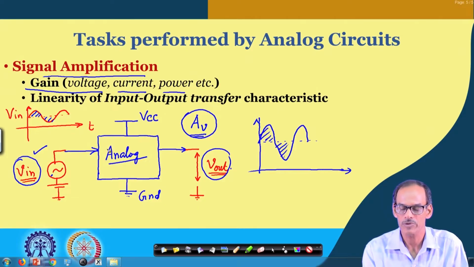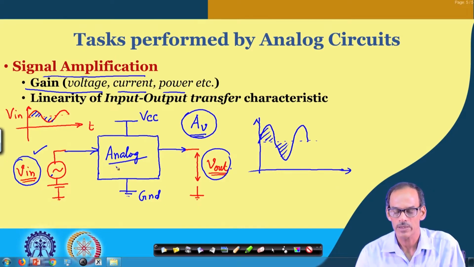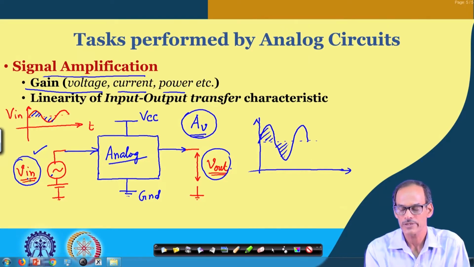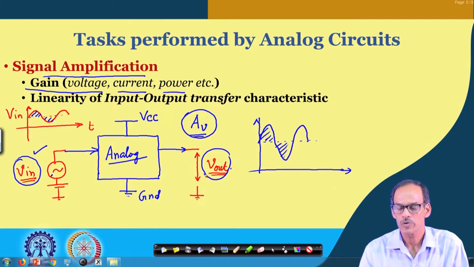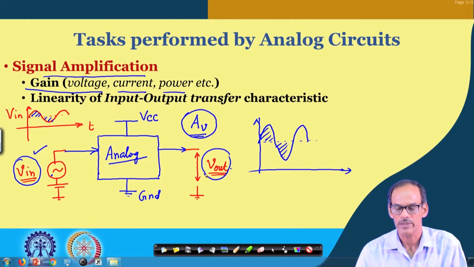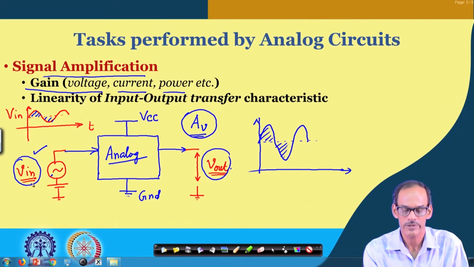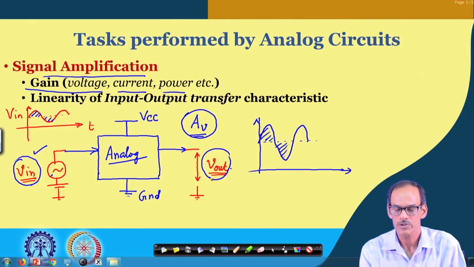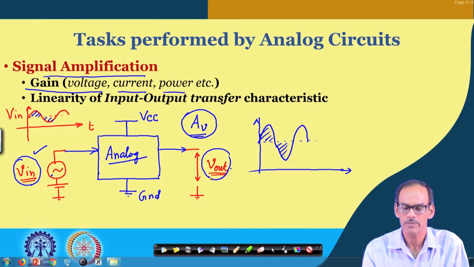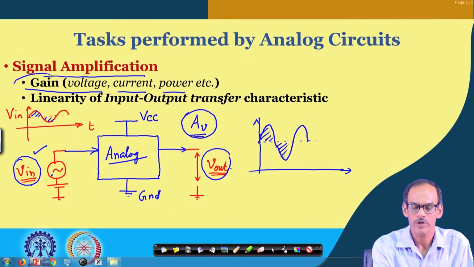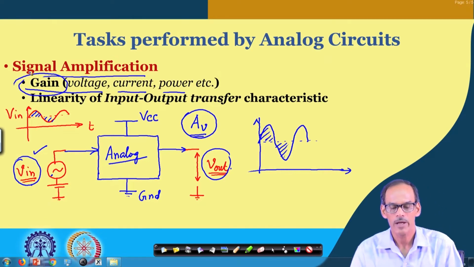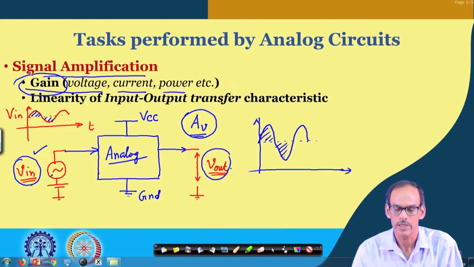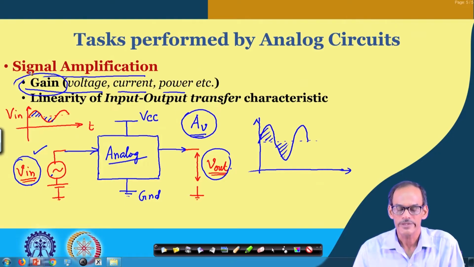So, in that case of course, the definition of the gain, instead of saying voltage or current gain, with input as voltage and output as current, we may say it is transconductance gain. Likewise, if the input is current and output is voltage, it may be transimpedance gain. So, whatever it is, the first task performed by an analog circuit is amplifying the signal with a predefined or well defined gain.